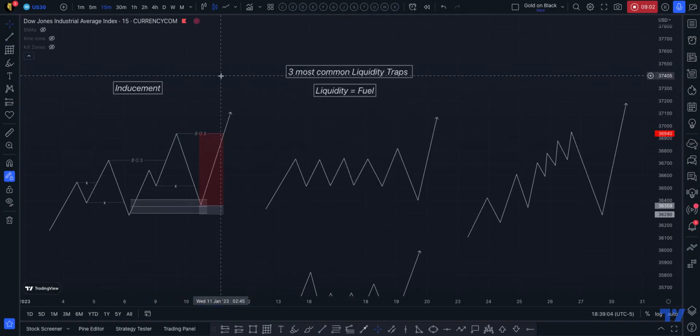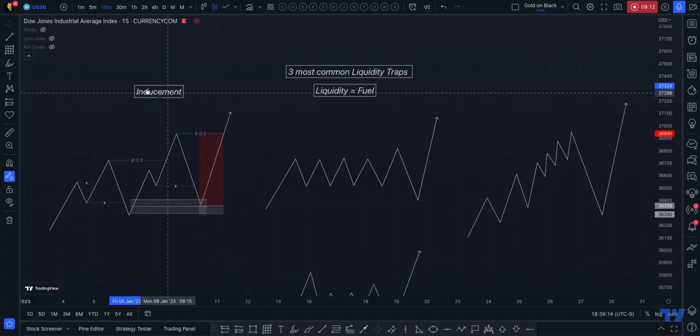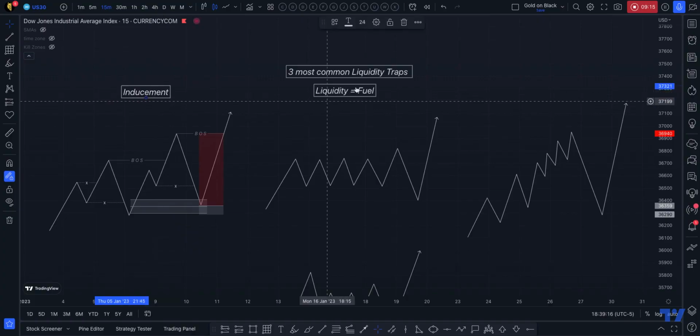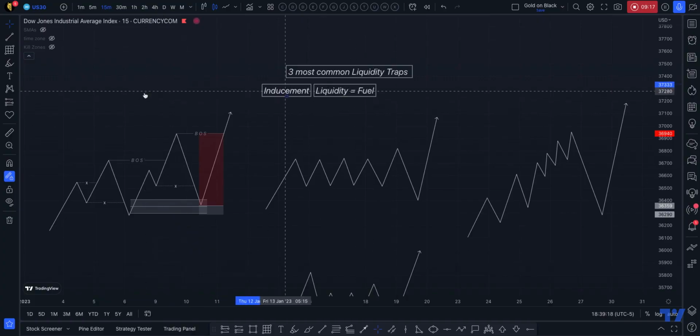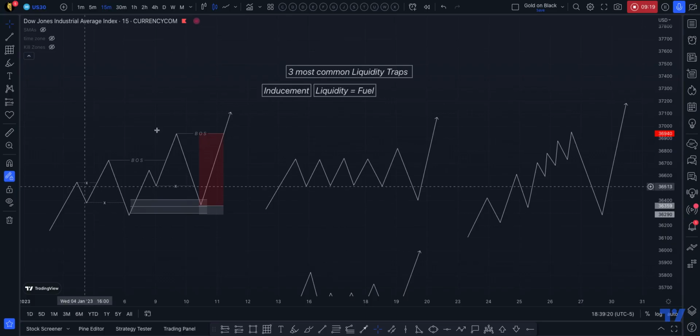The market is just taking liquidity and creating this type of movements. Inducing all the time. All right, you have to understand the process. So inducement equals liquidity equals fuel. Okay, it's basically the same thing. All right, this is kind of like the first scenario on type of liquidity right there.